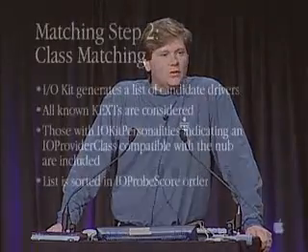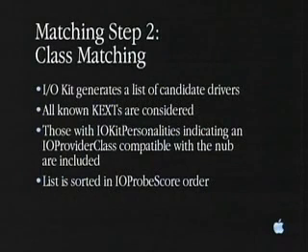So in step 2, it's called class matching. This is something that's done basically in the IOKit innards. It's not something that the family typically alters. Basically, IOKit starts with a list of all drivers known to the system. Everything that's been installed that we're aware of. We then go through and remove kernel extensions that don't appear appropriate.